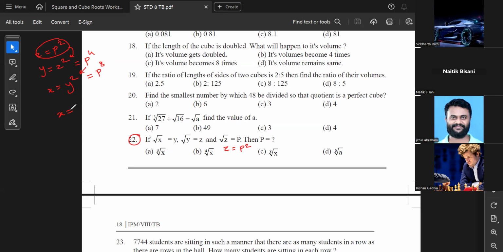Yes, sir, understood. So p will be equal to the 8th root of x. Correct. Option C will be your answer. Yeah, understood. Thanks.